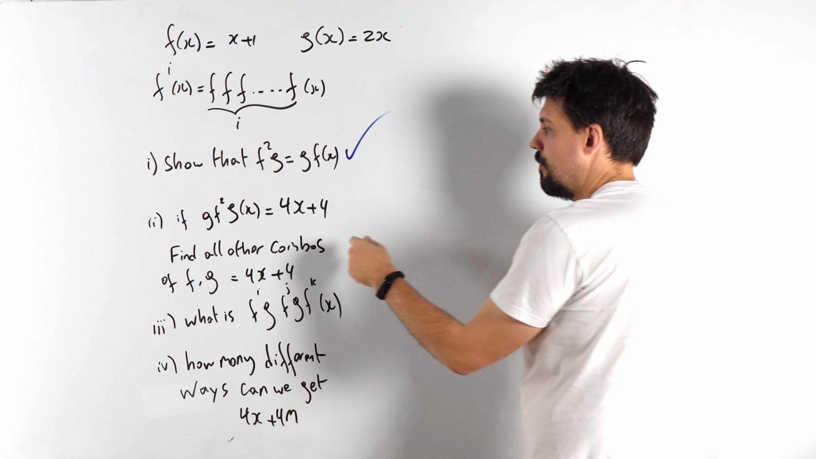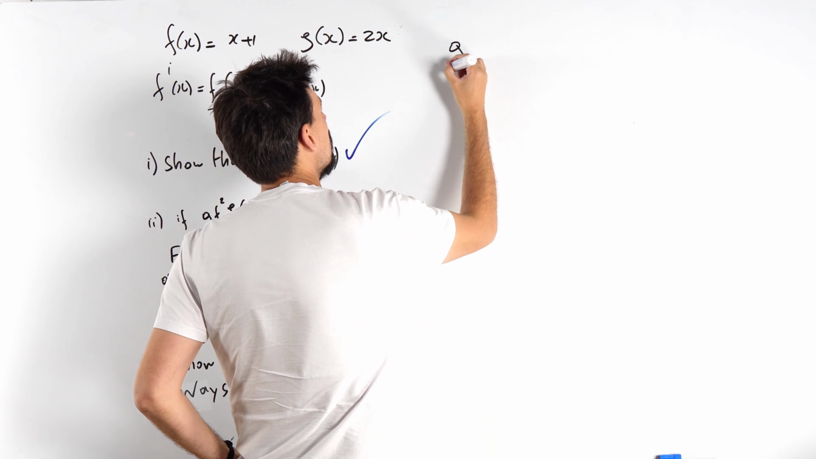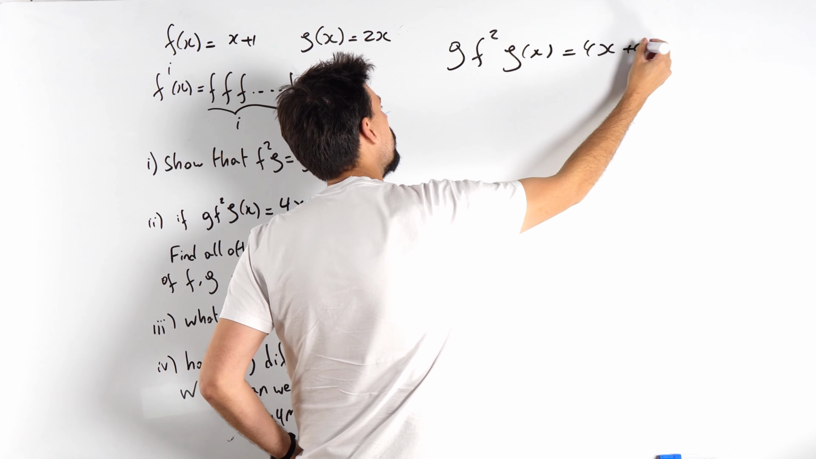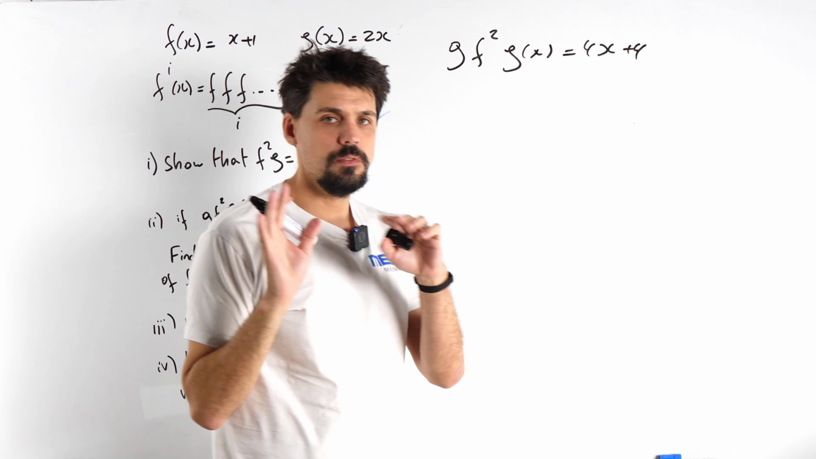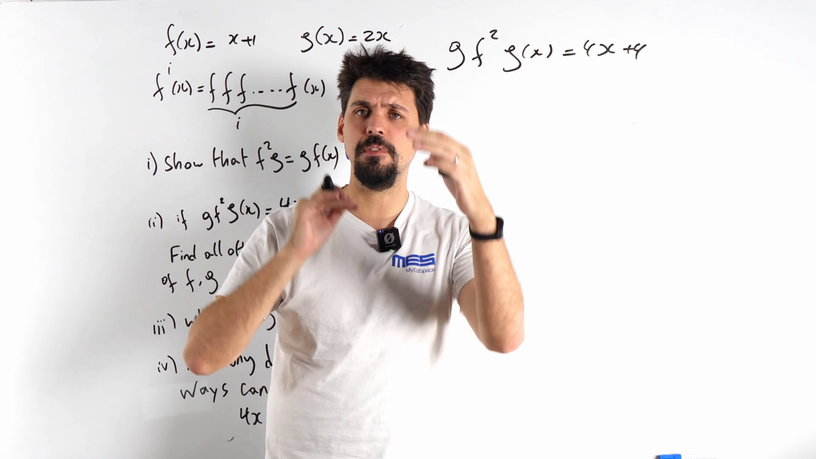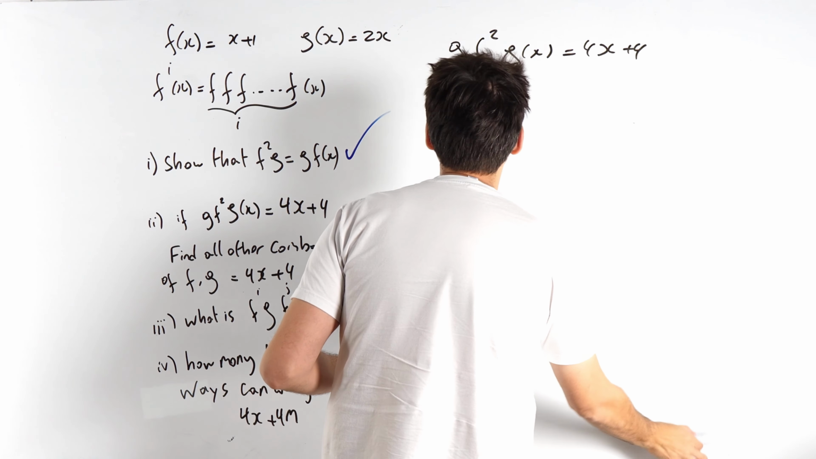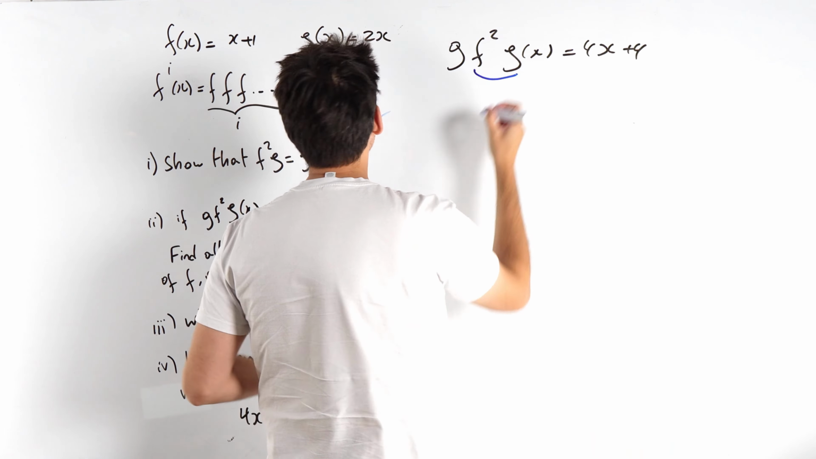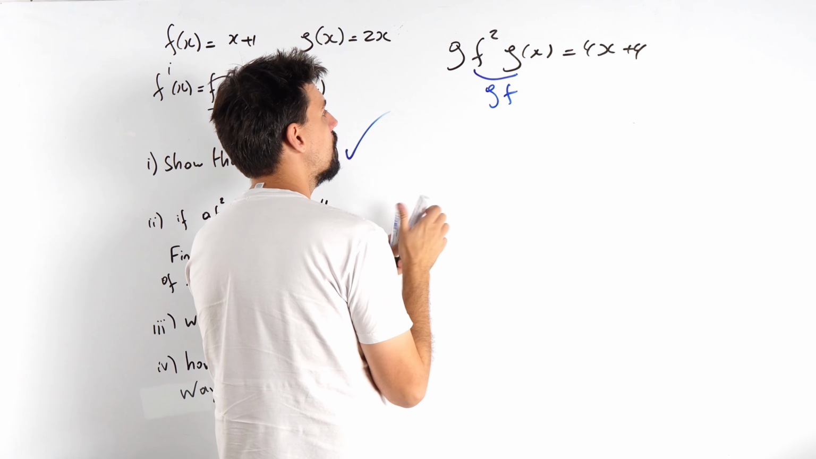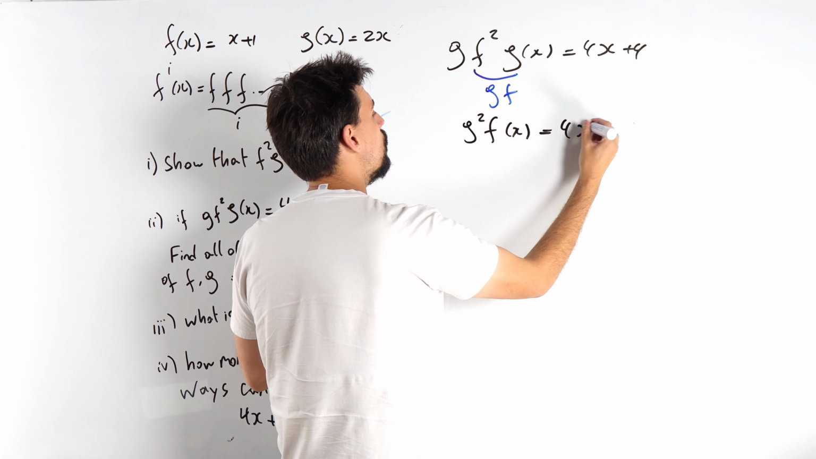Right, part 2. We know that g f squared g is 4x plus 4. Sure, I mean, I'll take that. g f squared g of x is 4x plus 4. Can I do that in any other way? Now, a lot of these questions that I've been doing, part A influences part B, part C, part D. They do not exist in isolation. So what I can do is I can go, well, f squared g is g f. So that tells me that g squared f of x is also 4x plus 4.